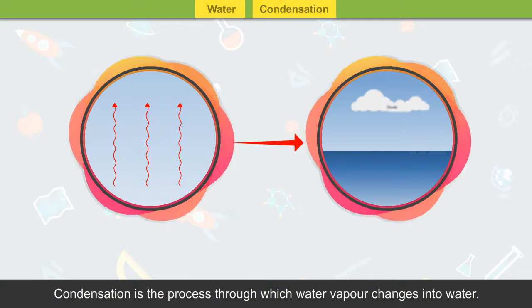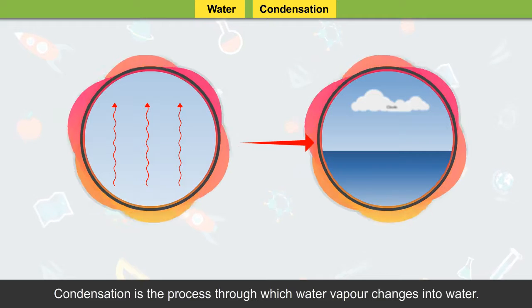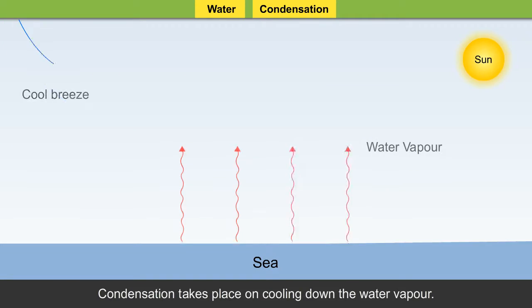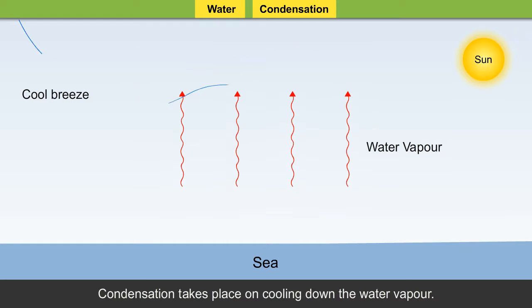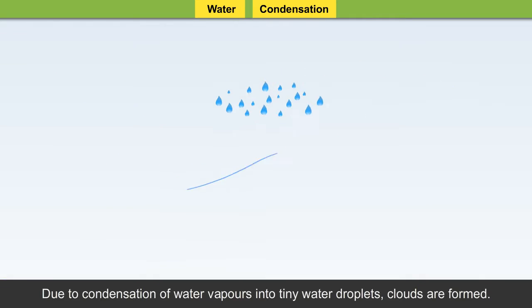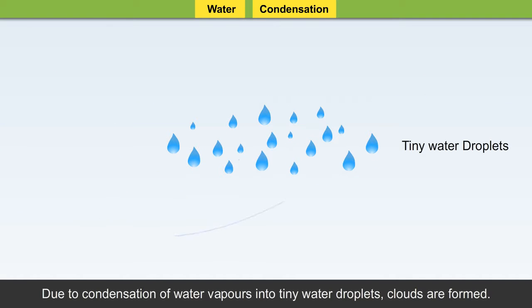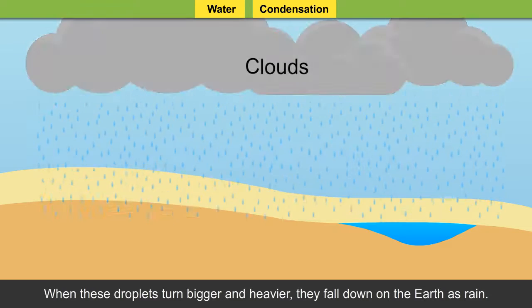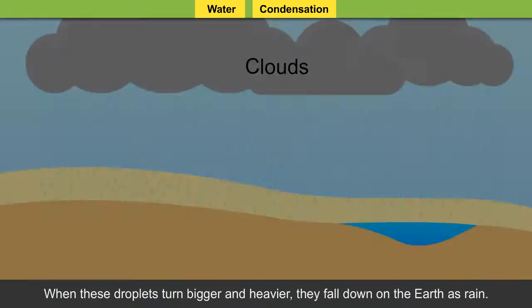Condensation. Condensation is the process through which water vapor changes into water. Condensation takes place on cooling down the water vapor. Due to condensation of water vapors into tiny water droplets, clouds are formed. When these droplets turn bigger and heavier, they fall down on the earth as rain.